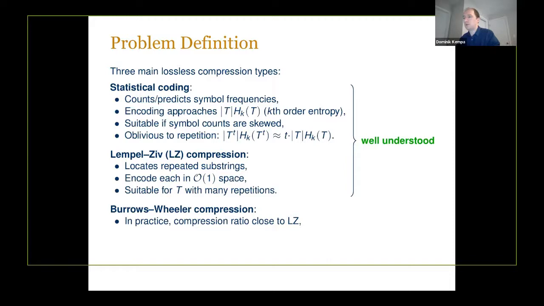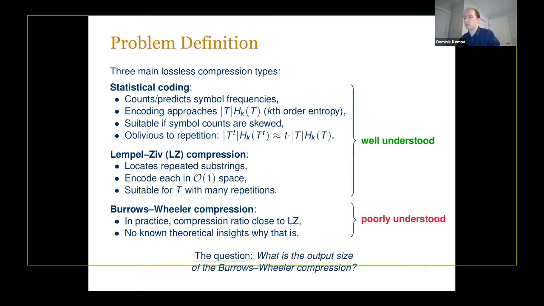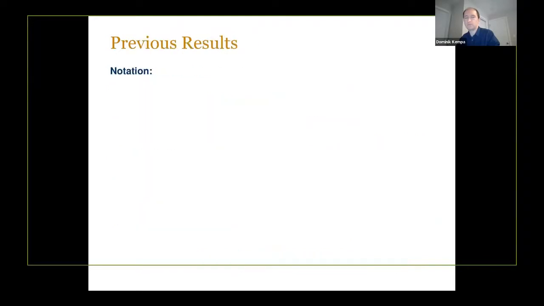BWT compression, on the other hand, is known to compress somewhere close to LZ77, but fairly little is understood about how it exactly relates to LZ77. So in contrast to the other 2 methods, BWT is relatively poorly understood. With that in mind, we ask the question: what is the output size of Burrows-Wheeler compression?